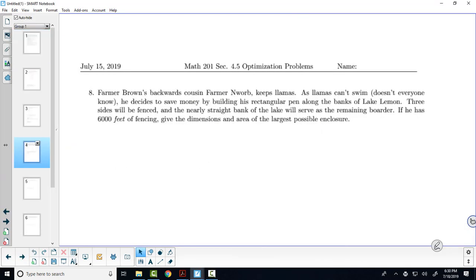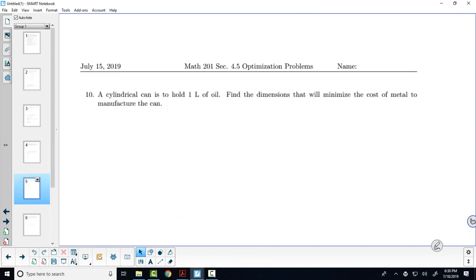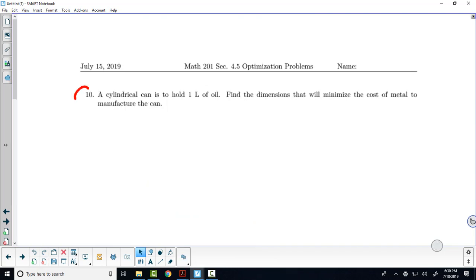All right, so from 4.5, I want to go ahead and do question number 10 here. And we commented about this one last time. Do you remember this one? I think I had you all draw some soda cans, right? Same idea here. I guess in this case we've got oil coming in a 1 liter can. I don't think oil comes in cans anymore, but in the olden days it did, I guess. And it makes a nice math problem.